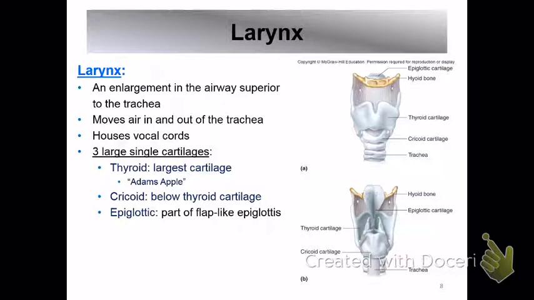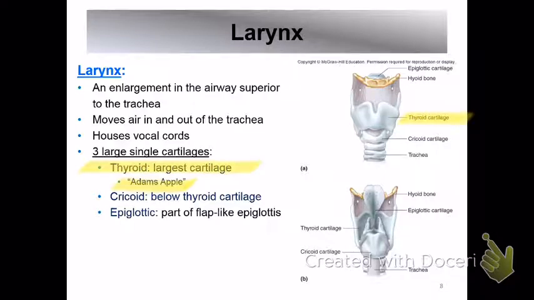Okay, the larynx, that's down a little bit lower, an enlargement in the airway superior to the trachea. So below the pharynx, but superior to the trachea. It moves air in and out and houses the vocal cords. Now, there are three types of cartilage here. So let's highlight this. We have thyroid cartilage. That's the largest, and that's what we call the Adam's apple. So highlight that: the Adam's apple is the thyroid cartilage. You'll see that on the picture over here.